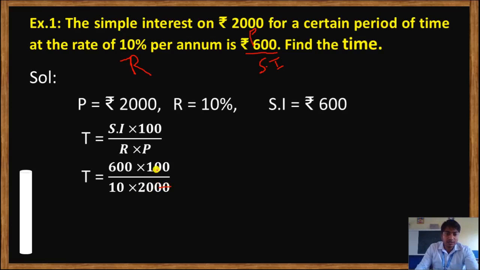20 cancels by these 20. 10 cancels by this. Now 2 ones are 2, 2 threes are 6. That means for time here we got 3 years. Time we got here is 3 years. This is the answer to this question.